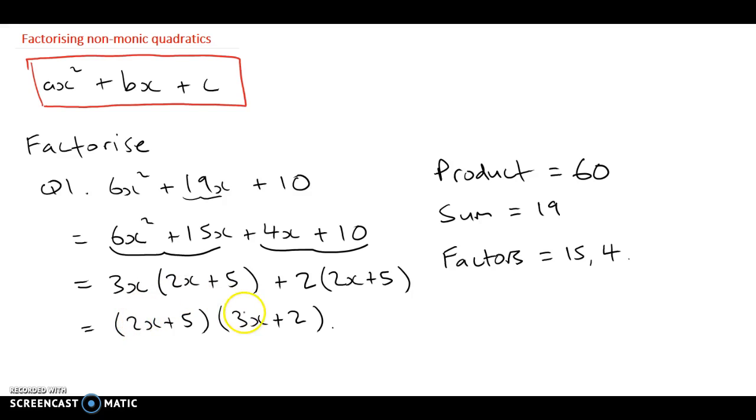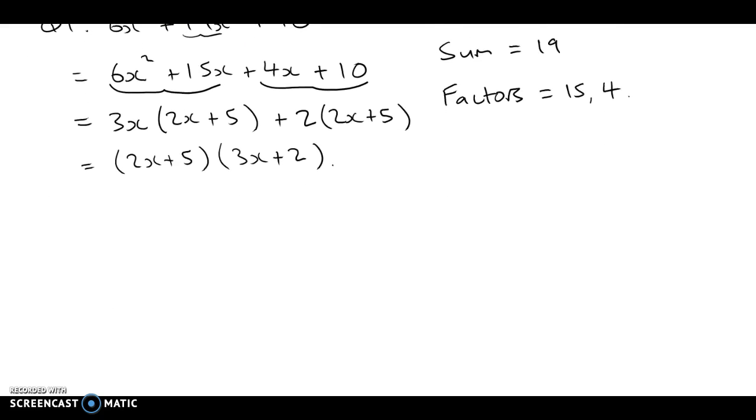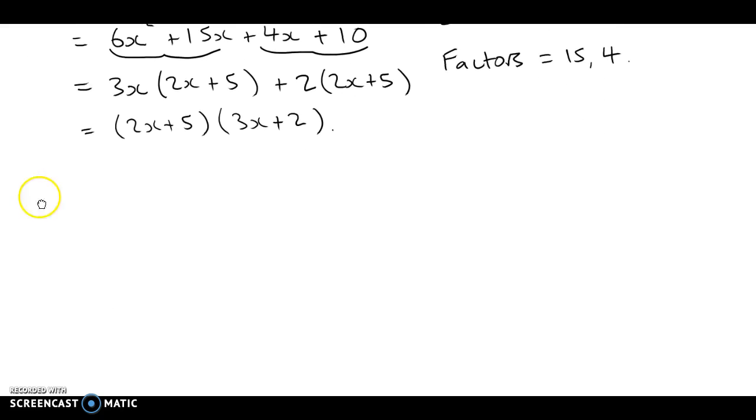Now if you want to check this, just go through and expand it. So 2x times 3x gives us 6x squared, which is what we want. 2x times 2 is 4x plus 5 times 3x, 15x. So 4x plus 15x, that gives us the 19x, which we like. 5 times 2 gives us the 10. So we're happy with that. But notice it's slightly different to factorising a monic quadratic. Alrighty, let's have a look at another one.